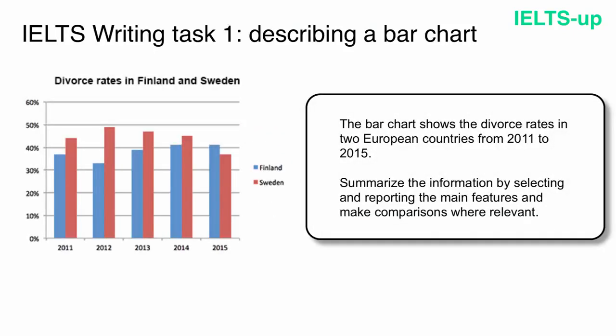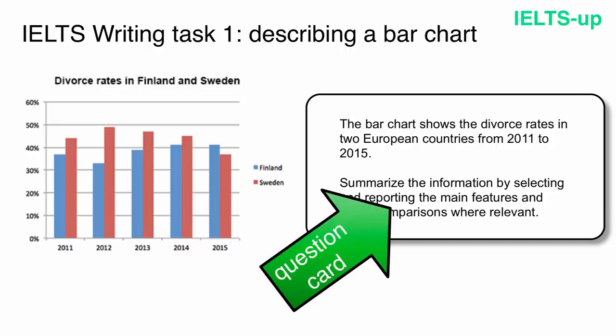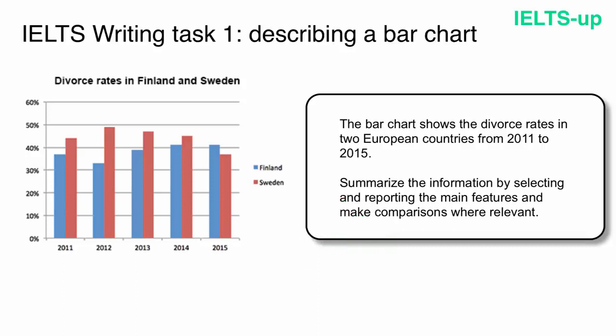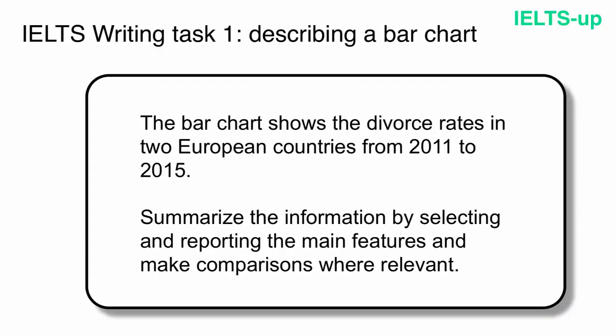So, here's an example of writing Task 1 question with a bar chart. You have a bar chart and you have a question card with some basic information about your chart. The first thing you need to do is to read this information attentively. Let's do it together. The bar chart shows the divorce rates into European countries from 2011 to 2015. Summarize the information by selecting and reporting the main features and make comparisons where relevant.